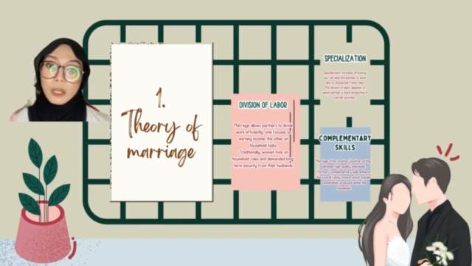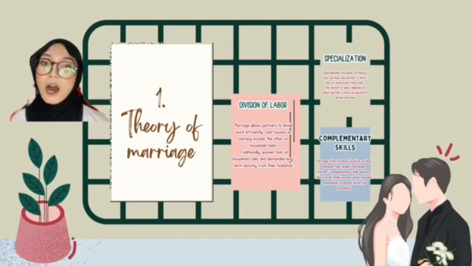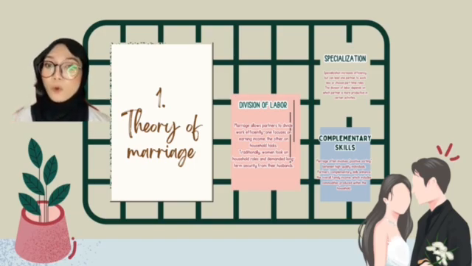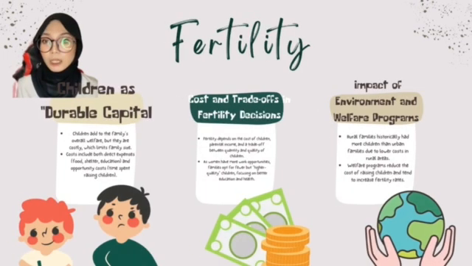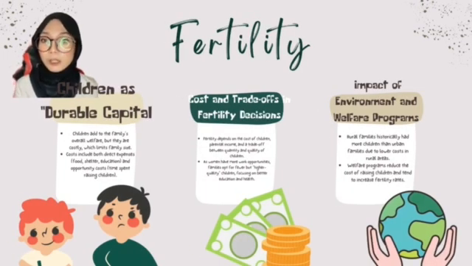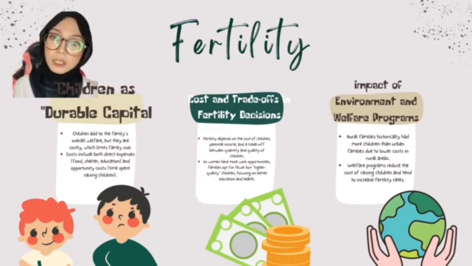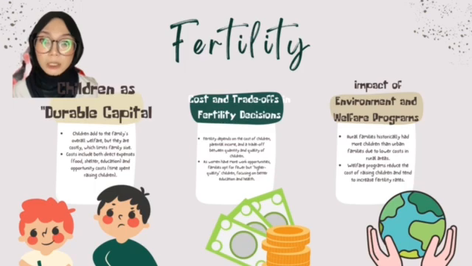This complementarity increases the overall productivity of the household, as each partner contributes uniquely to the household's full income. Fertility: children as durable capital. Children add to the family's overall welfare, but they are costly, which limits family size. Costs include both direct expenses such as food, shelter, and education, and opportunity costs, or time spent raising children.